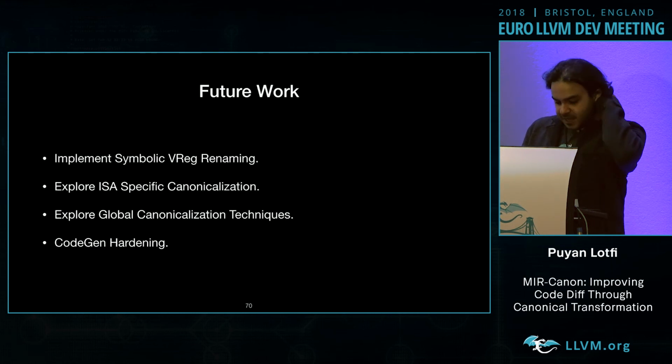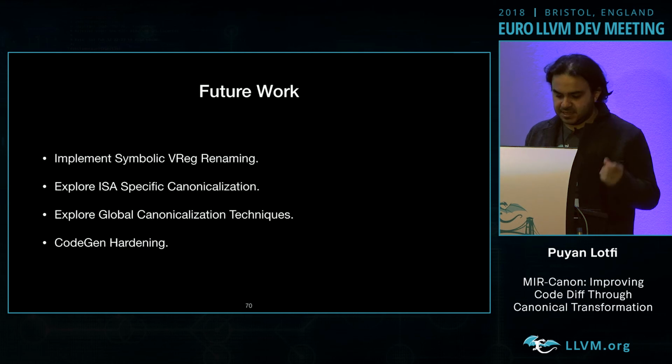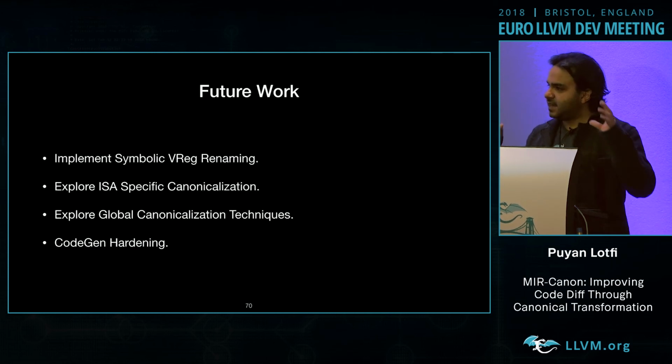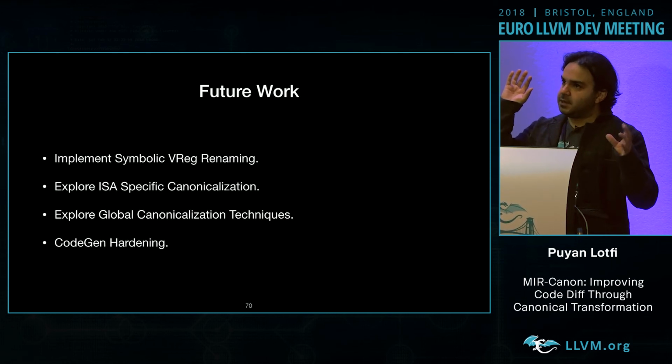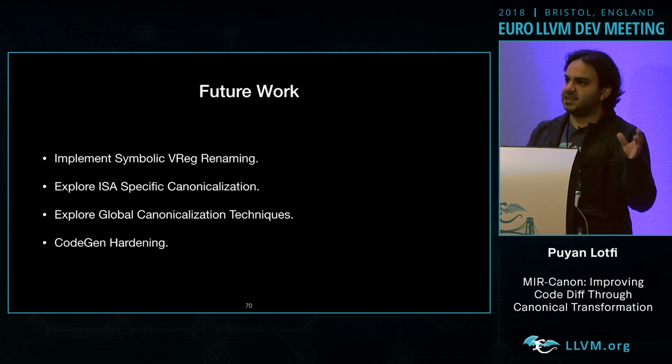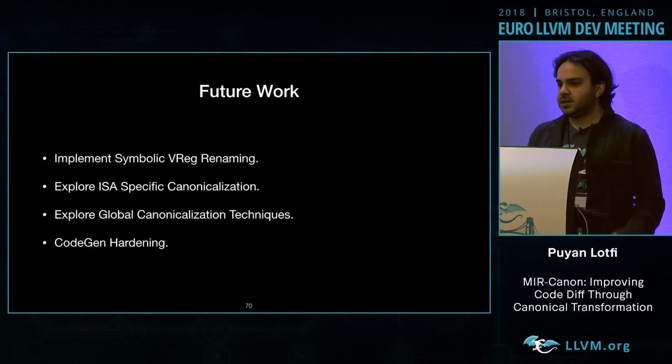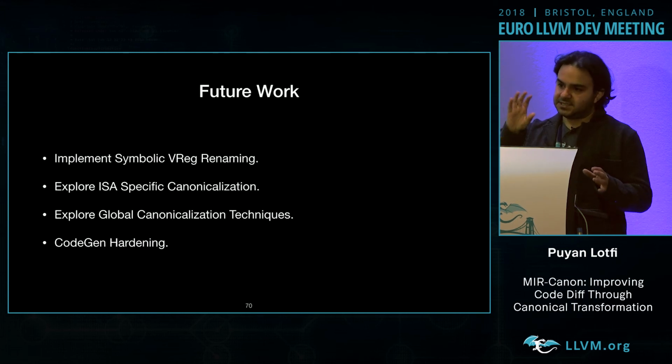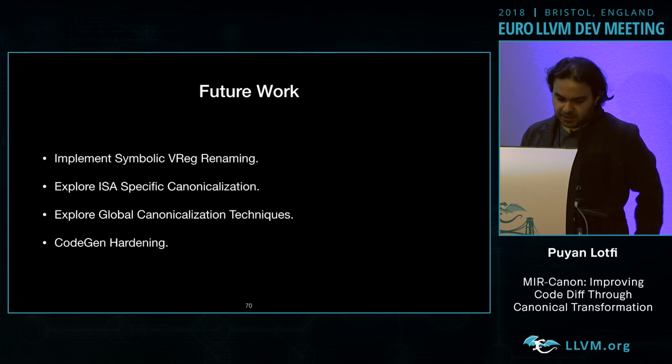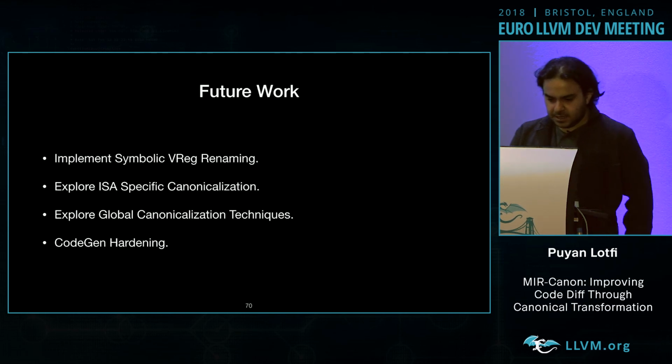I think it could be possible that MIR-Canon would be used as a pre-pass for other optimizations, like say outlining. I could really see having a bunch of code being canonicalized and then the outliner being able to match more cases where things could be outlined out to functions. I think that could be useful.